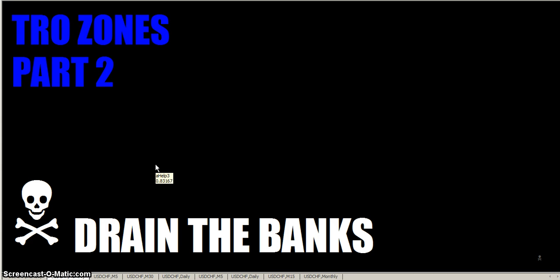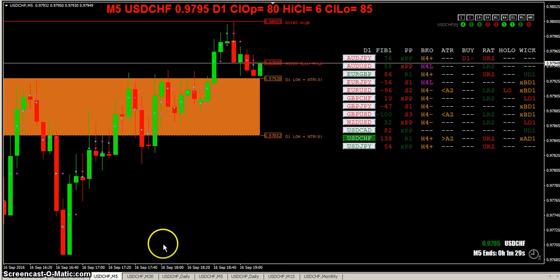Tro Zones Part 2. I know I said that I was going to try not to enhance the indicator, but I couldn't help myself. You guys know me. I'm always thinking, looking to make things better. So what happened was I added two columns.